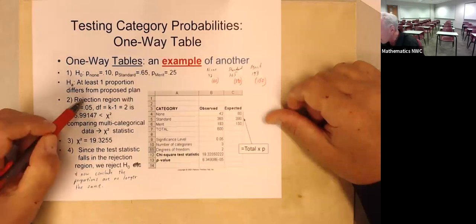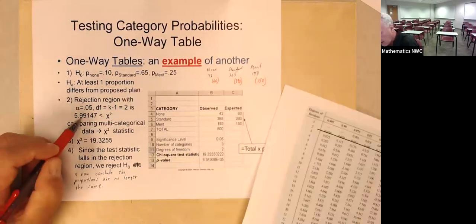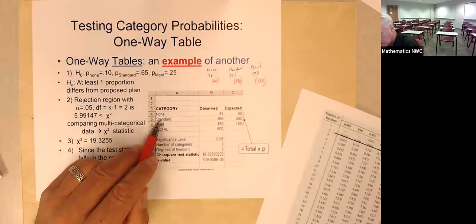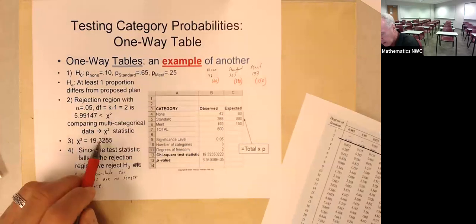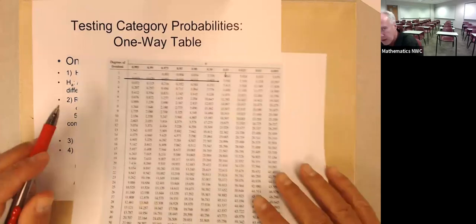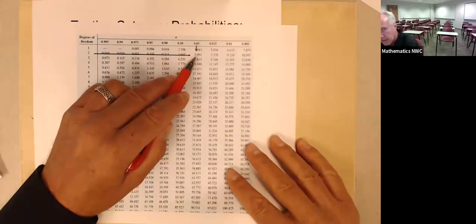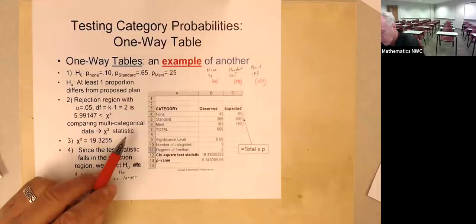Where did that come from? Well, that came from k minus 1. There were k, 1, 2, 3 categories. K was 3, minus 1 is 2. Alpha at 0.05. So here it is, degrees of freedom, alpha at 0.05. There's my rejection region, my line in the sand, 5.99. That's why I put that right there.